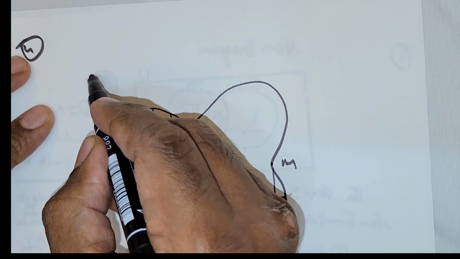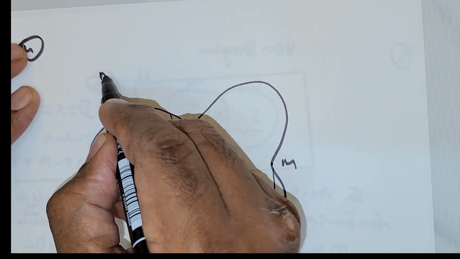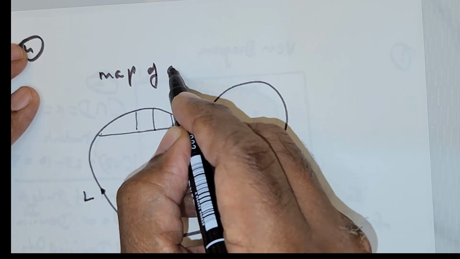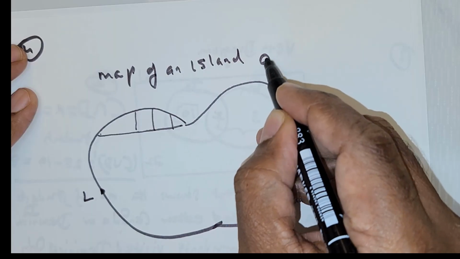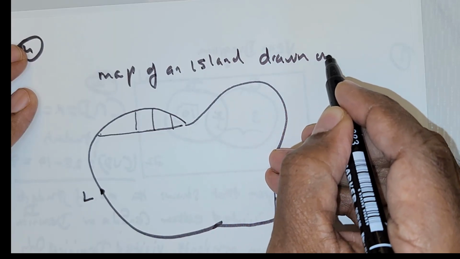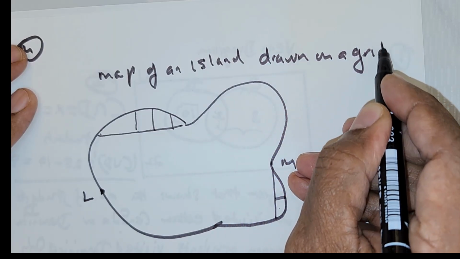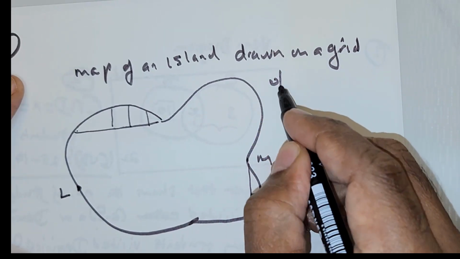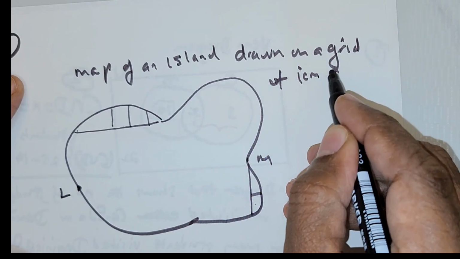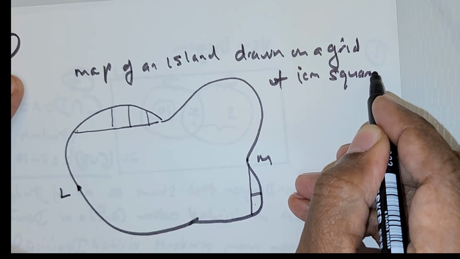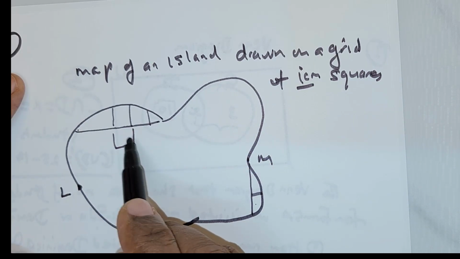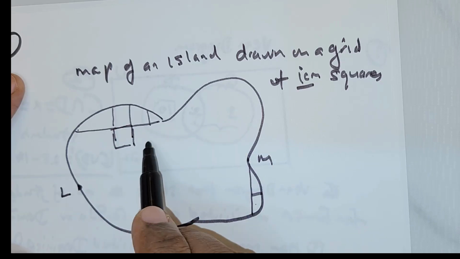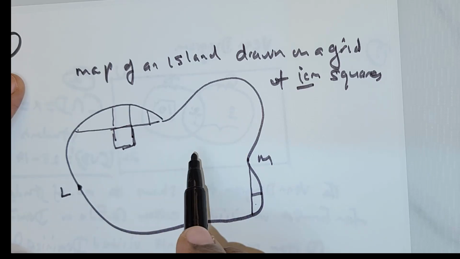the map is actually a map of an island drawn on a grid of 1 cm squares. So this is the data given. So all of these squares are 1 cm. So if you have a square like this, this is 1 cm in dimension.